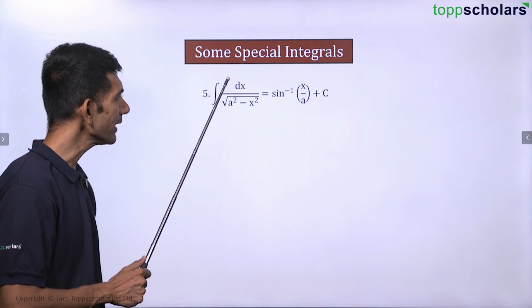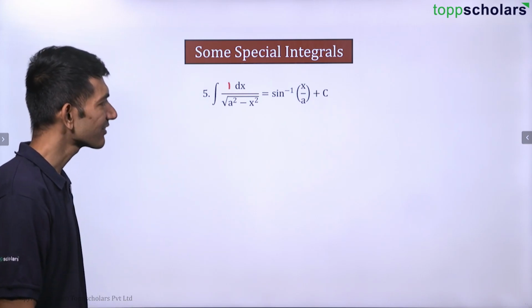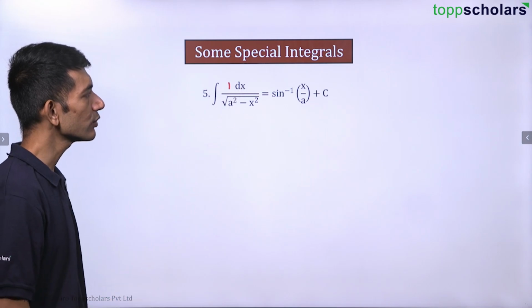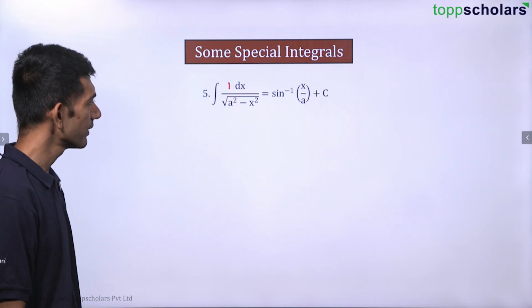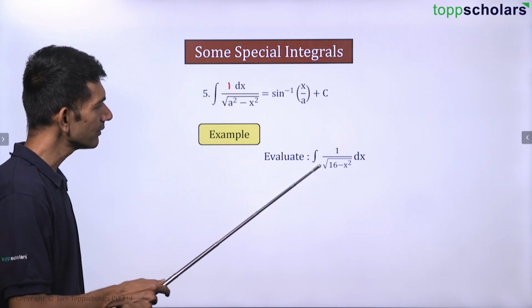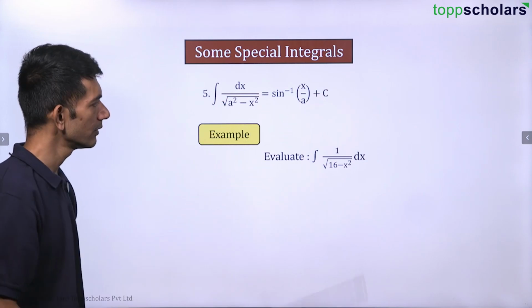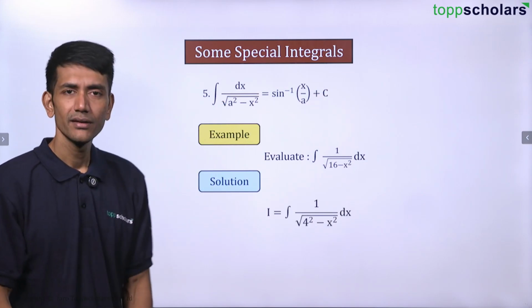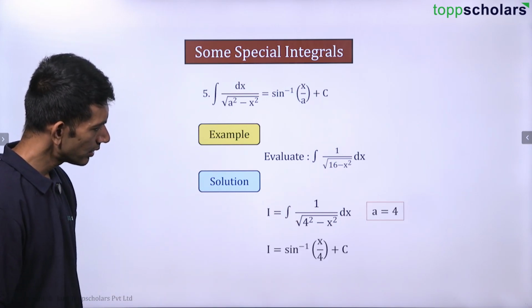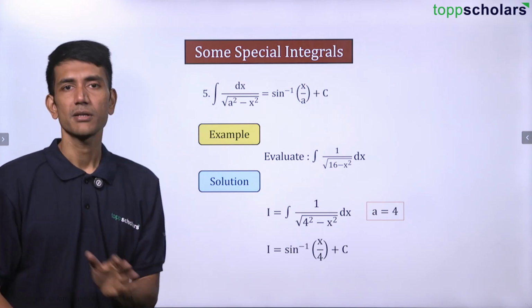Now this is 1 by under root of a square minus x square, which is equal to sine inverse x by a plus c, right? So here we are taking an example. Constant comes first, then comes the variable. So same thing, what will be a? A will be 4 here, isn't it? So a is 4, and then this becomes sine inverse x by a. So sine inverse x by 4 plus c. That's it.